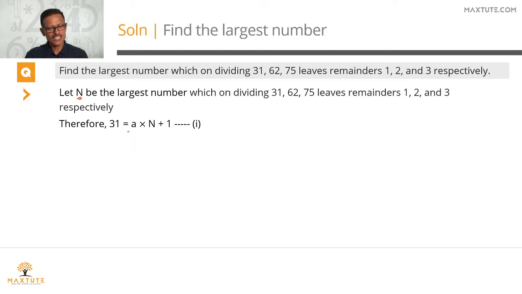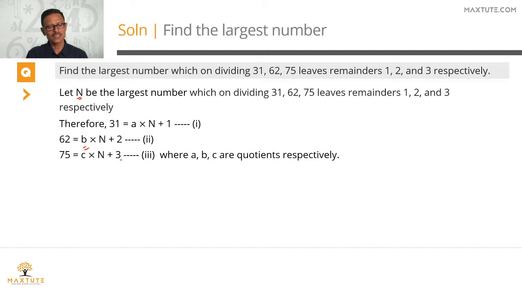So 31 is equal to A times N plus 1. This is actually applying nothing but the division lemma of Euclid. Pick 31 divided by N, get a quotient and a remainder of 1. Run it through for the next two numbers. 62 is equal to some other multiple of N, B times N. The quotient is going to be different. The remainder is equal to 2. 75 is equal to C times N plus 3.